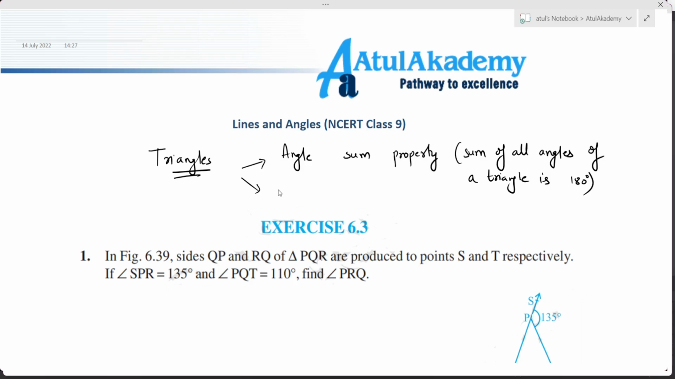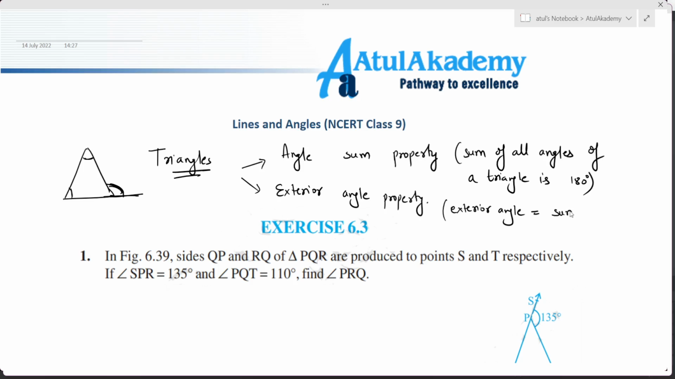The second property that we are going to use over here is the exterior angle property of the triangle. So what's this exterior angle property? I think you all know that if I have a triangle and I produce this side over here, this is the exterior angle. This exterior angle is equal to the sum of the two interior angles. So any exterior angle is equal to the sum of the two interior opposite angles.